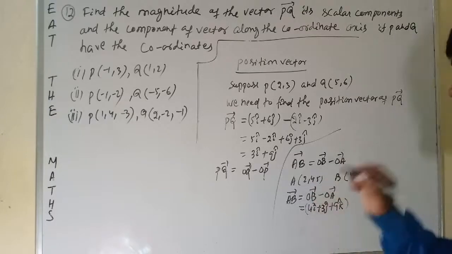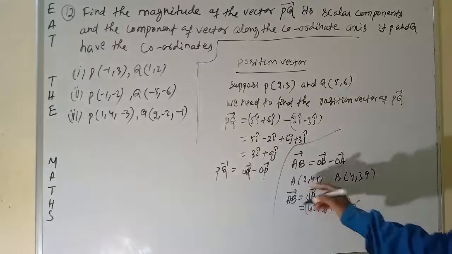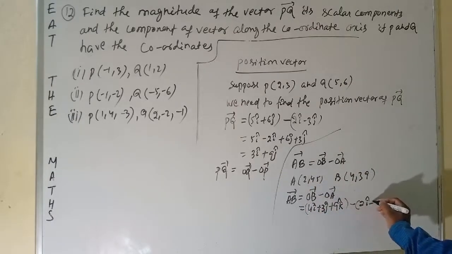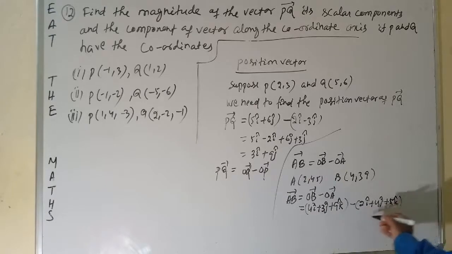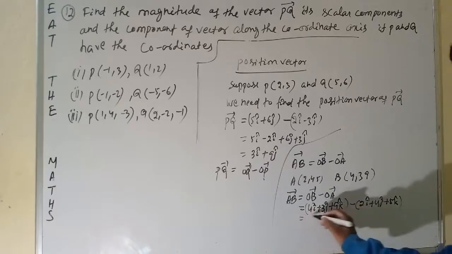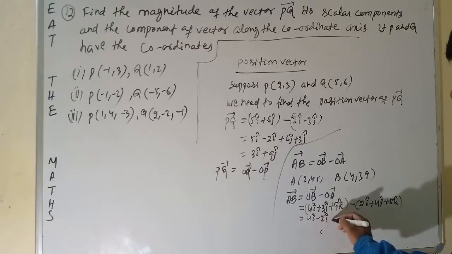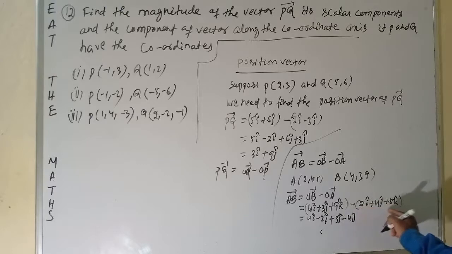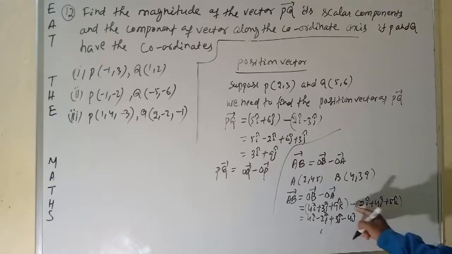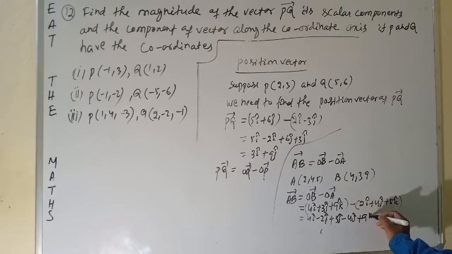Minus 2i cap plus 4j cap plus 5k cap. That is 4 minus 2, 4i cap minus 2i cap, plus 3j cap minus 4j cap. You see, everywhere you can get minus because minus is here. Then 9k cap minus 5k cap.